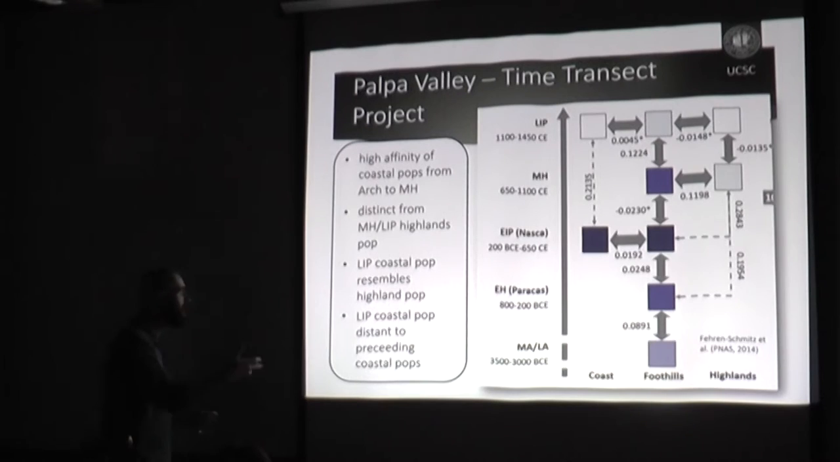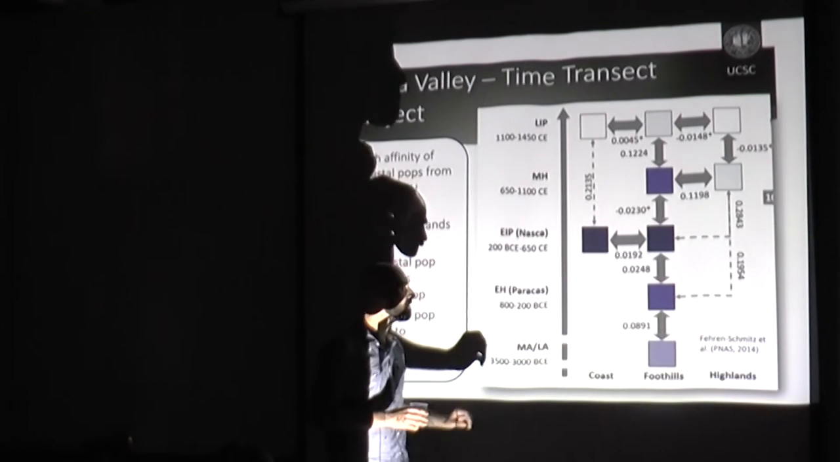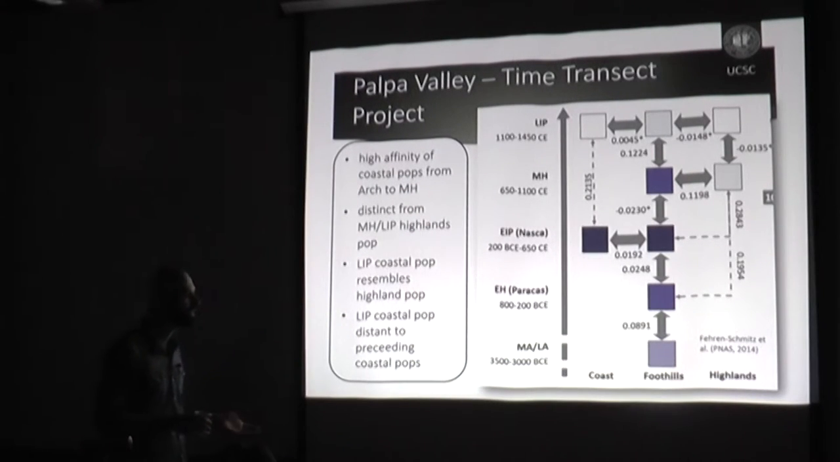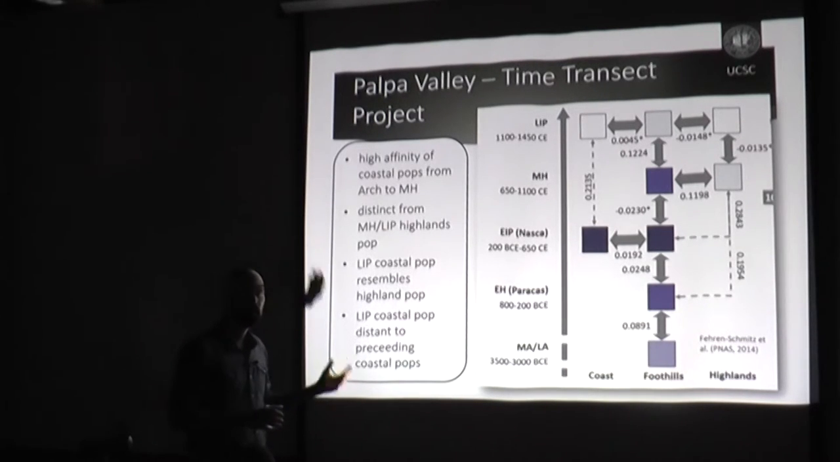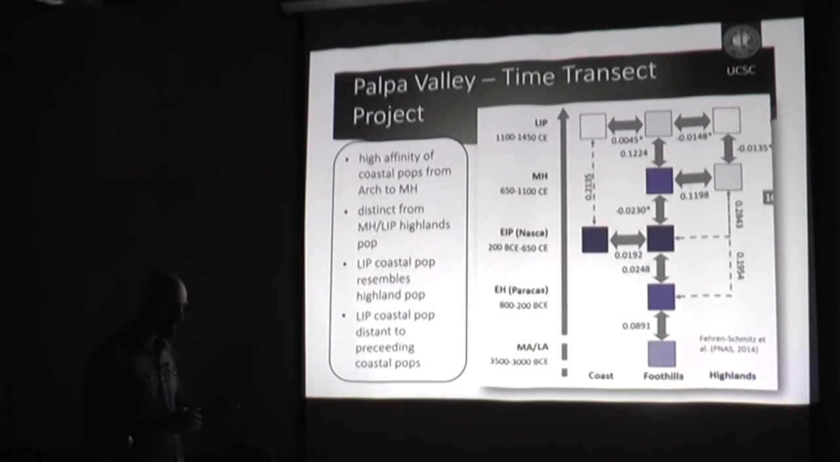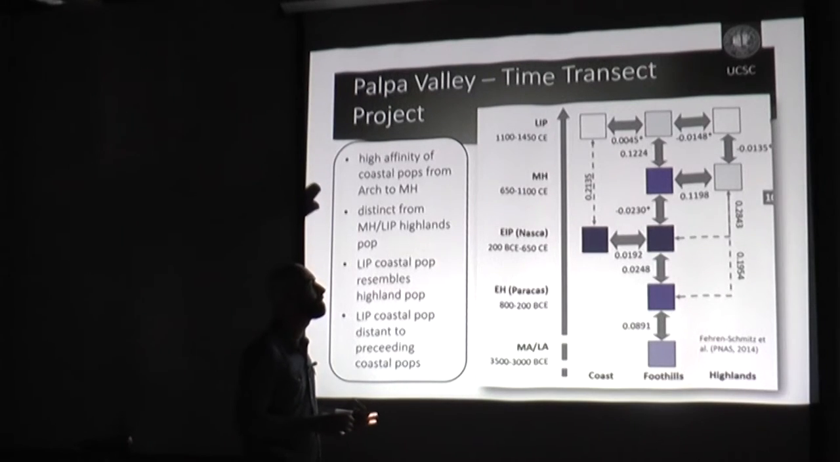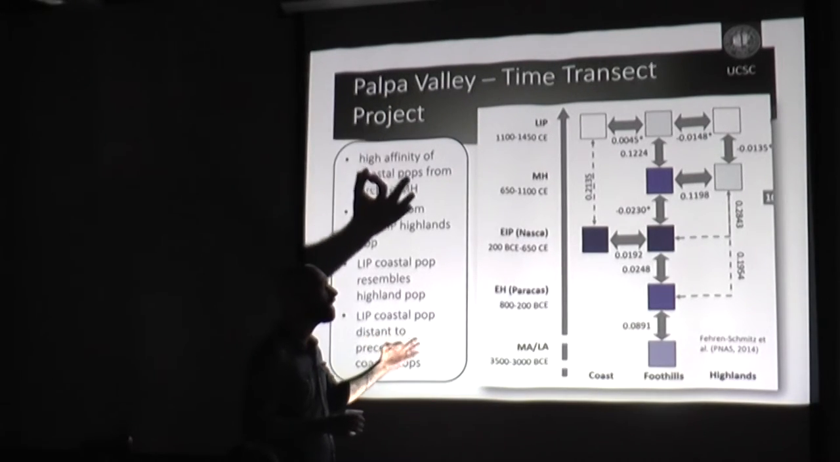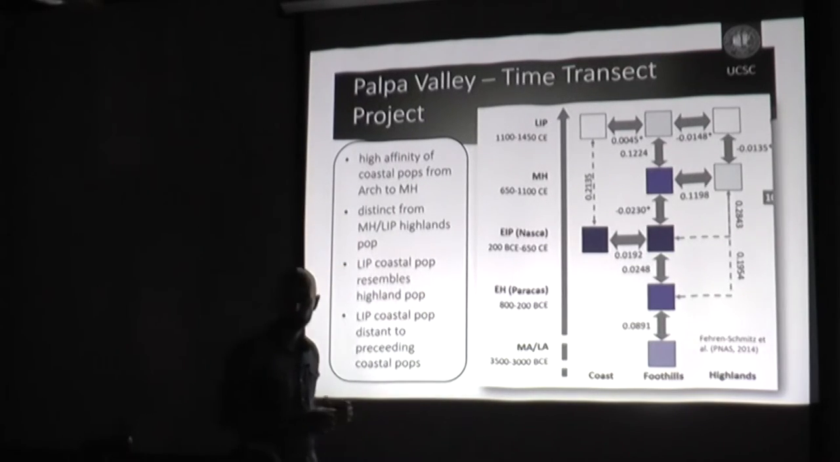So what I found looking at this time transect is that we were able to reconstruct the genetic relationships of those populations over time to each other. Don't worry so much about the numbers. The main observation that we made, and that is interesting, is that at the coast and at the foothills, we see population continuity from the earliest times that we were able to sample until the middle horizon, meaning that there have been no larger migrations that came into that region from regions that are genetically distant, that shaped or were part of major cultural transitions that we observed there.